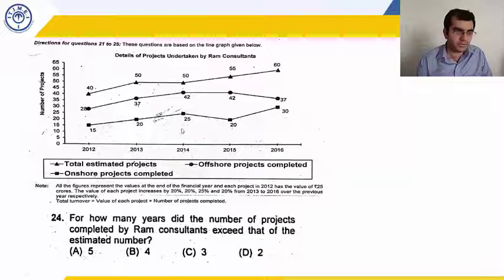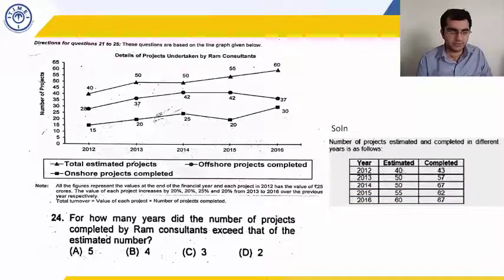So here all we need to do is compare estimated projects with onshore plus offshore projects. So you have the estimated projects for all the years, and then you have the total projects onshore plus offshore. Okay. So 28 plus 15 is 43. 37 plus 20 is 57. 42 plus 25 is 67. 42 plus 20 is 62, and 37 plus 30 is 67.